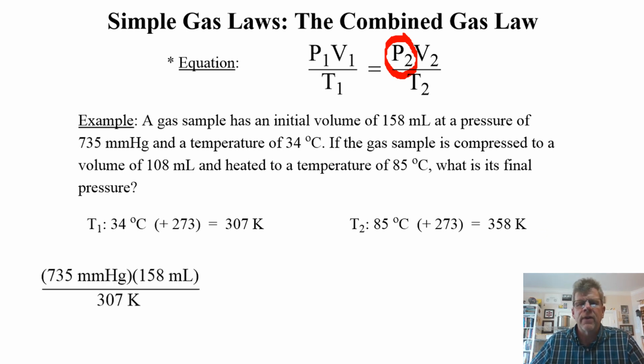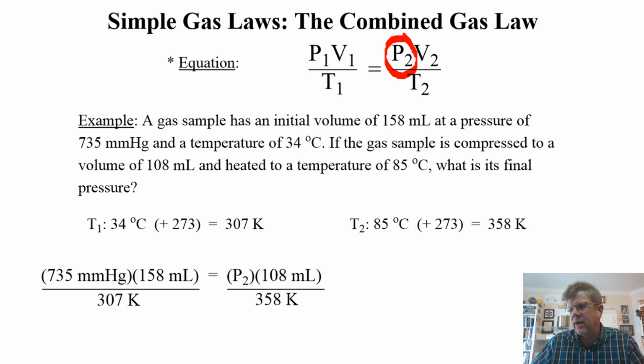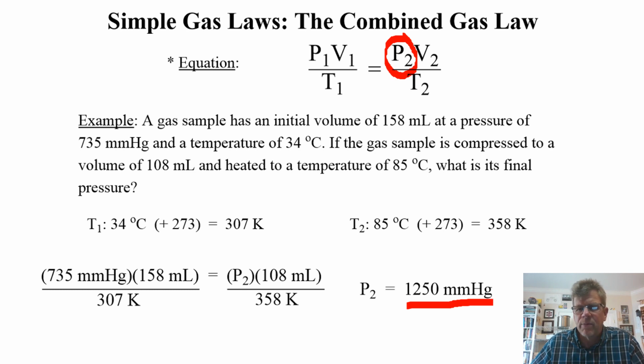On the initial side, we have P1, V1, and T1, and then on the final situation, we have P2, which is our unknown, 108 milliliters for volume, 358 kelvins for temperature, and it's automatic at this point. P2 ends up being 1250 millimeters of mercury. That was what we were looking for. That is what we solved for.